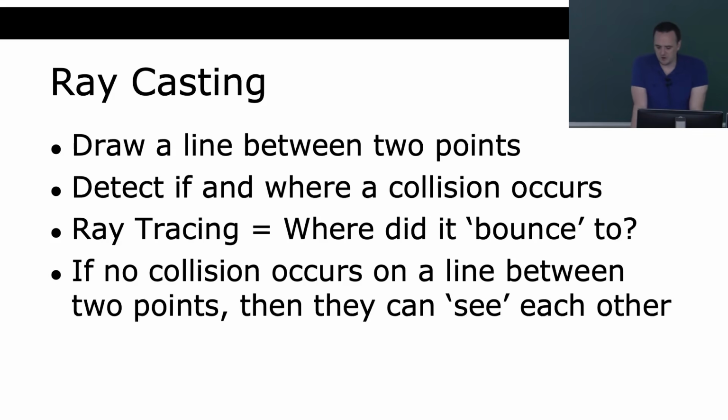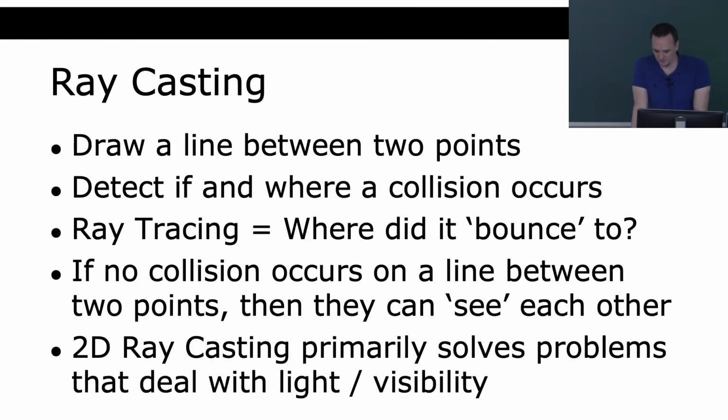So if no collision occurs on a line between 2 points, then they can see each other. So if you're familiar with first-person shooters or military terminology, this would be line of sight, right? So I can see all of your eyes in this room right now because there's nothing blocking, but I can't see your eyes anymore if I hold up my hand because there's no literal line of sight, or LOS, between us. So line of sight calculations are something that you can imagine are very important in video games.